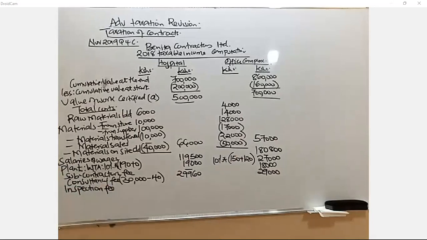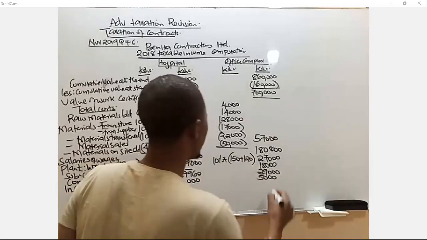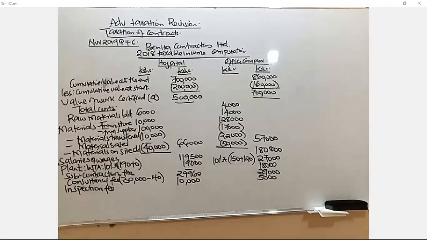How much is our inspection fee? We say our inspection fee should be around 10,000. Then here we have 5,000. From there, we have salaries and wages catered for, and head office expenses. The head office expenses amount to how much? We are being given on the side of the office complex, 2,000.